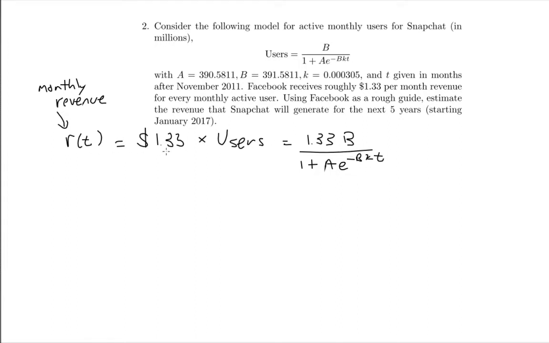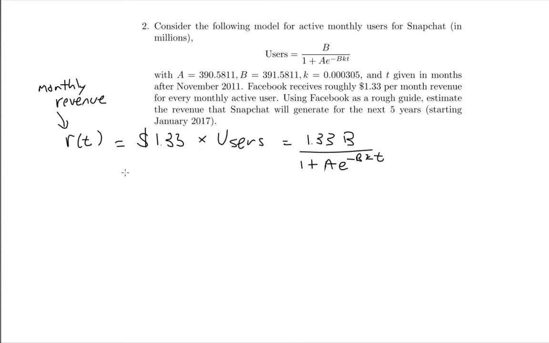Suppose we plugged in t equals 1, that would be the monthly revenue after 1 month. If we plugged in t equals 2, that would be the monthly revenue after 2 months. We could even plug in any non-integer number for t. For example, t equals 0.5 would be the monthly revenue at half of a month, or we could plug in t equals 1/30th, which would be the monthly revenue calculated after 1 day. So this gives us an idea of what the monthly revenue for Snapchat would be at any given time t.